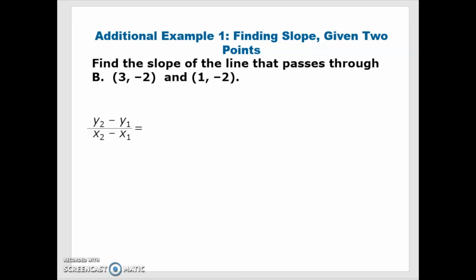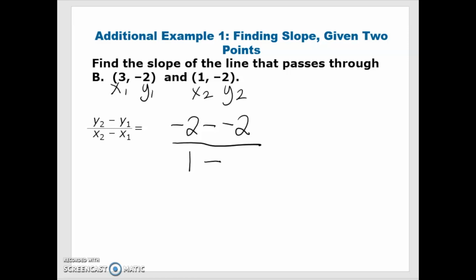All right, let's try one with some negatives because sometimes that throws people off. So again, I'm going to label x1, y1, x2, y2. And I'm going to plug it into my formula. Now be really, really careful when there's negatives in your problem. So my y2 is negative 2 minus my y1 is also negative 2. So I got to be really careful there. Okay, my x2 is 1 minus my x1 is 3.